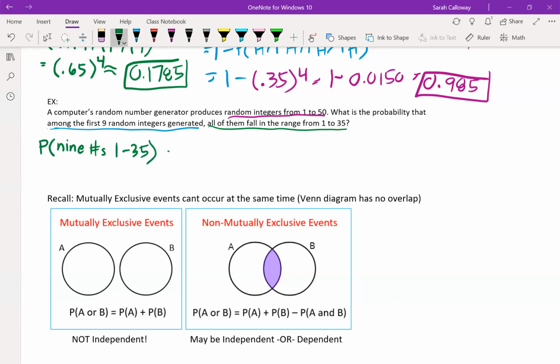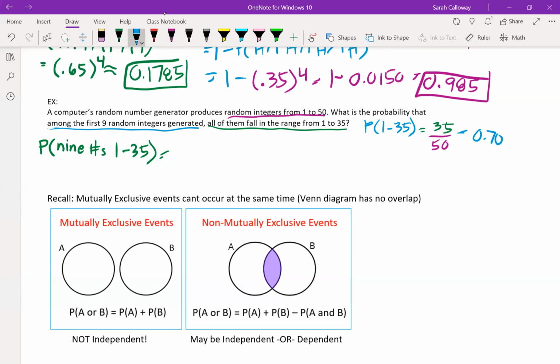So what we want to think about is, what is the probability that we just get one number between 1 and 35? So we've got 35 numbers from 1 to 35 divided by 50 numbers in our sample space. So 35 divided by 50 is going to give us 0.7. So it's a 70% chance that I will pick one number between 1 and 35.